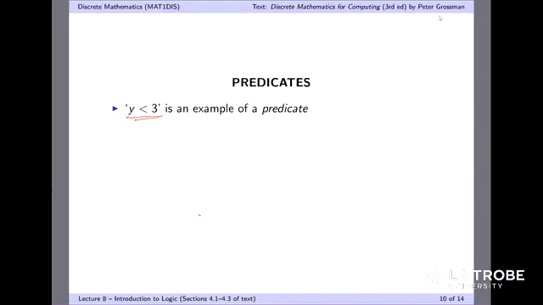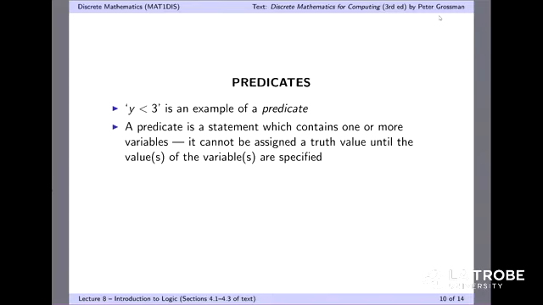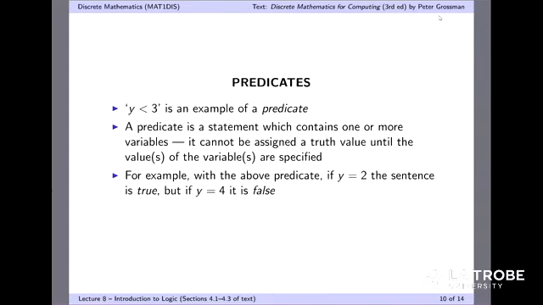The truth value of this statement depends upon the value you give to y. What I mean is, if y is 2, then this statement is true. If y is 4, this statement is false. Okay? So this is an example of a predicate. We'll be looking at predicate logic later in our work.